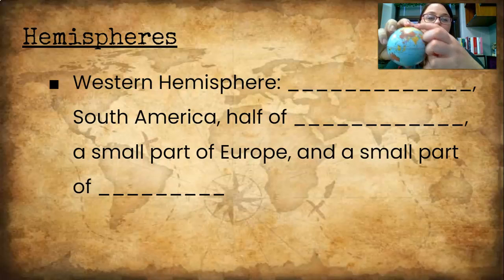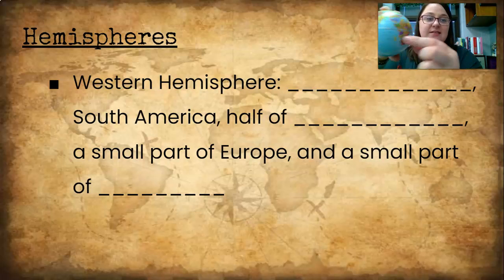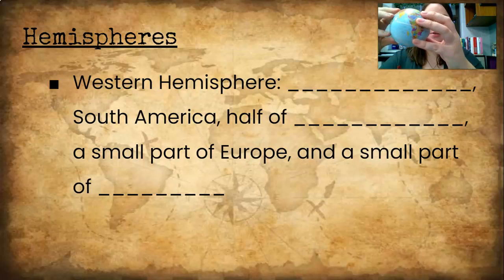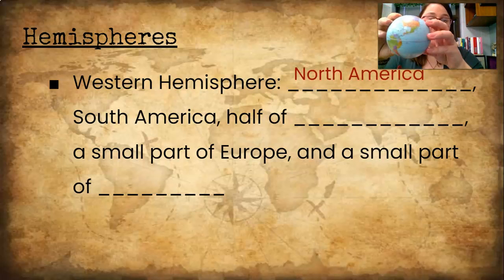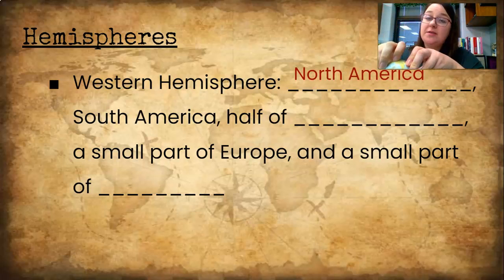If we divide the world up and down instead of side to side, we get a western and an eastern hemisphere. We're going to start in the western hemisphere, which is this hemisphere here. And it includes, again, North America. So you are also in the western hemisphere. When you study 5th grade social studies, you study everything in the western hemisphere.